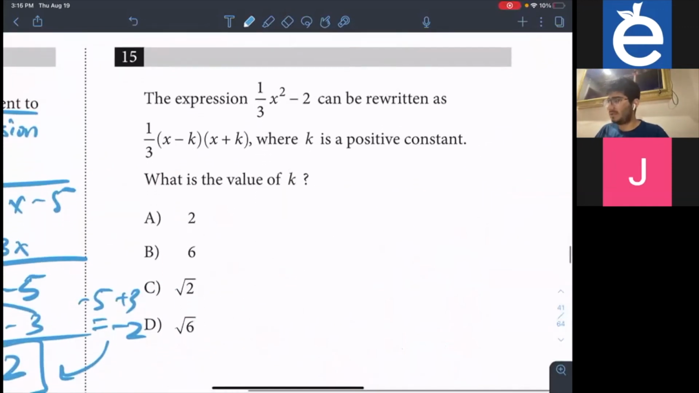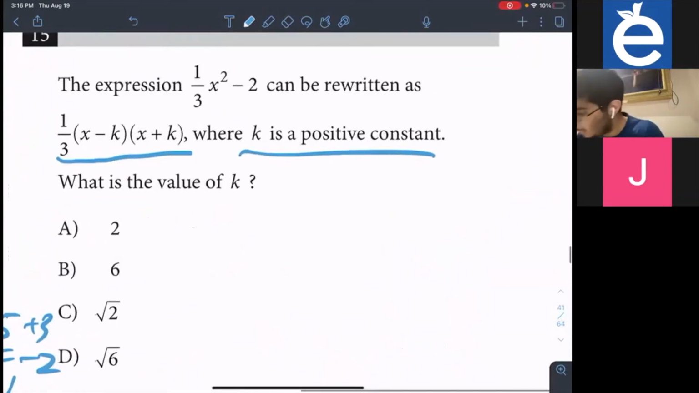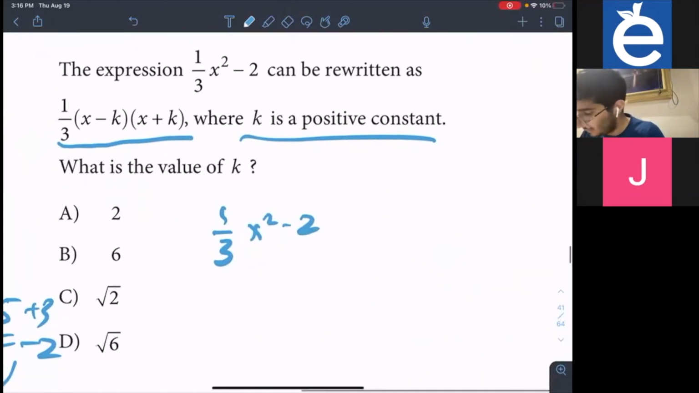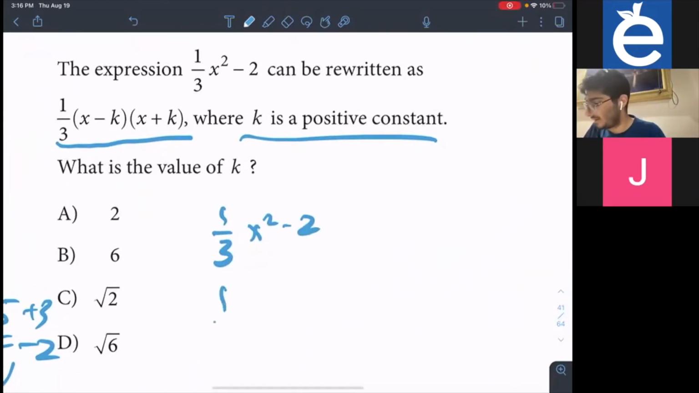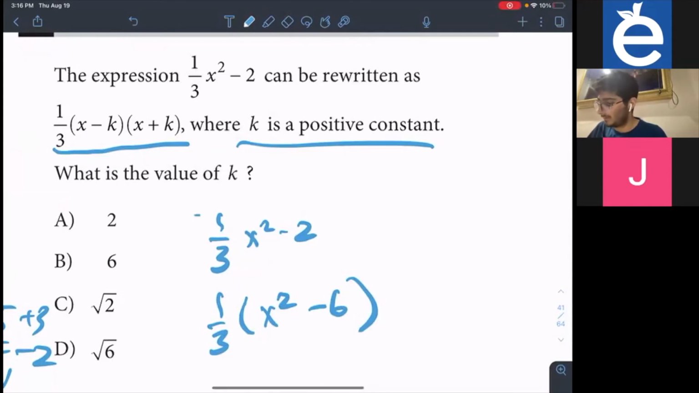The last question, 15, on the multiple choice section. The expression 1/3 x squared minus 2 can be rewritten as 1/3 times (x minus k) times (x plus k), where k is a positive constant. What is the value of k? Okay, since we know it's 1/3 x squared minus 2, we can take out the 1/3 from both. You get 1/3 times (x squared minus 6), right? Because instead of dividing, we multiply.